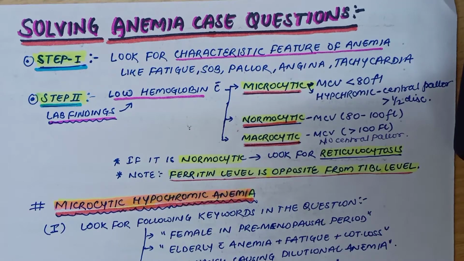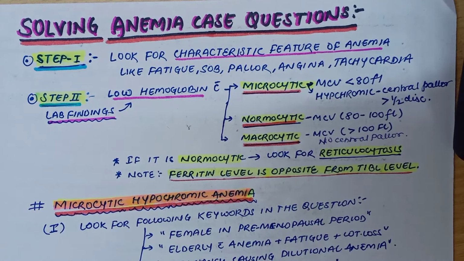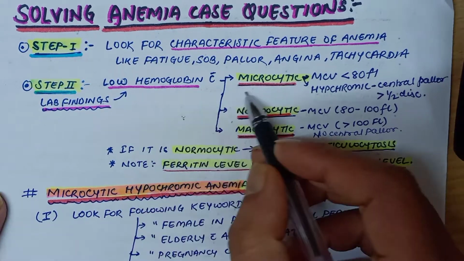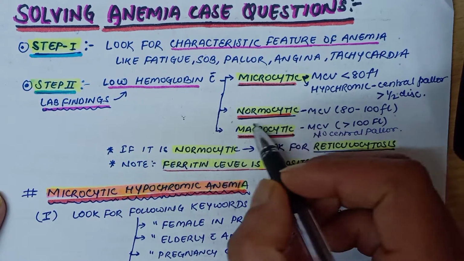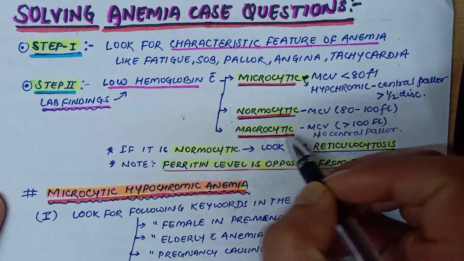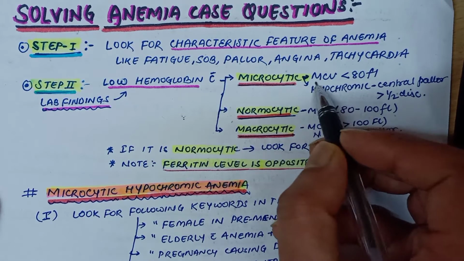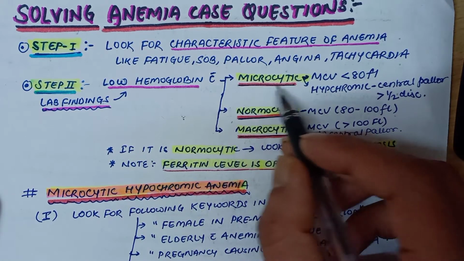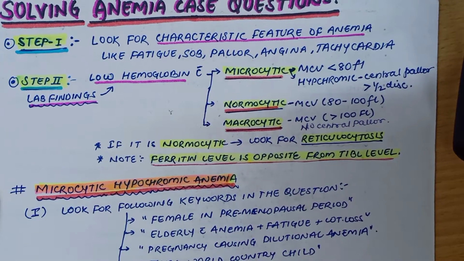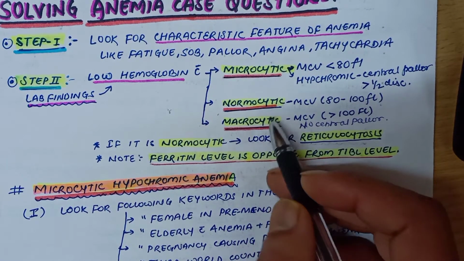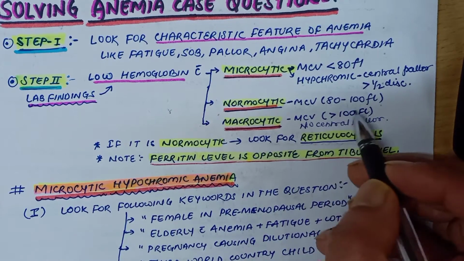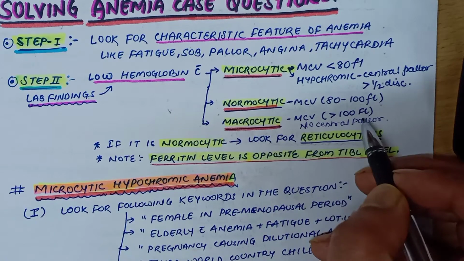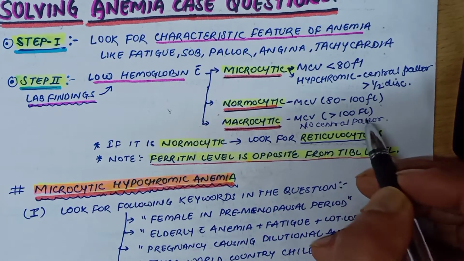In step 2, we will go through the lab findings. In lab findings, you will see low hemoglobin, which may be microcytic, normocytic or macrocytic. If the mean cell volume is less than 80 femtoliter, then it is microcytic. In normocytic, the mean cell volume is 80 to 100 femtoliter, and in macrocytic, the mean cell volume is more than 100 femtoliter.